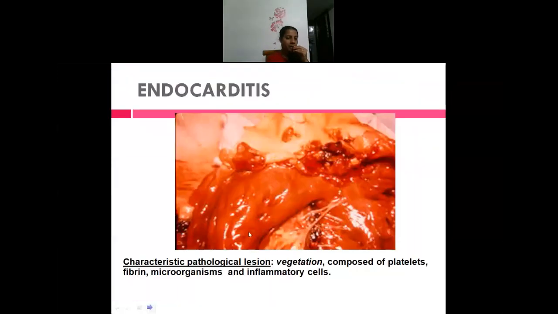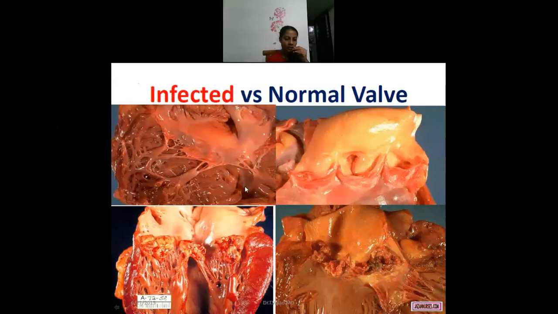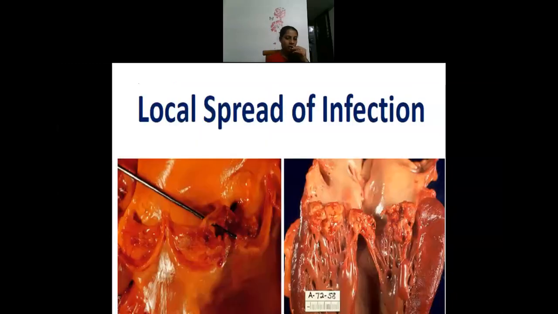So I was telling about the vegetation, isn't it? That is platelets, fibrin, as well as a thrombus. That is the figure over here. Here you can see the normal as well as the abnormal endocardium. Here also you can see the local spread of infection. Next, moving on to the clinical manifestations.